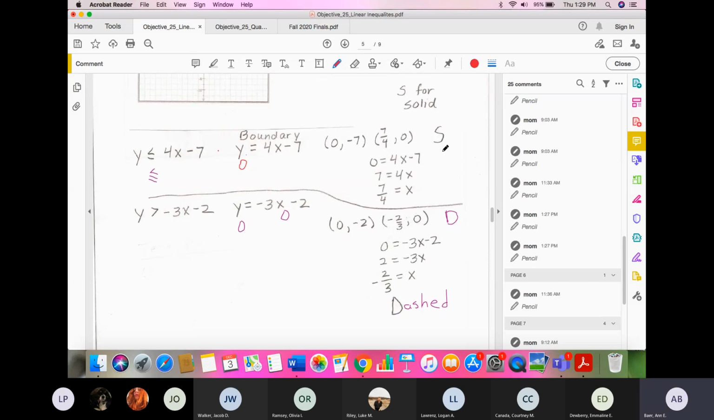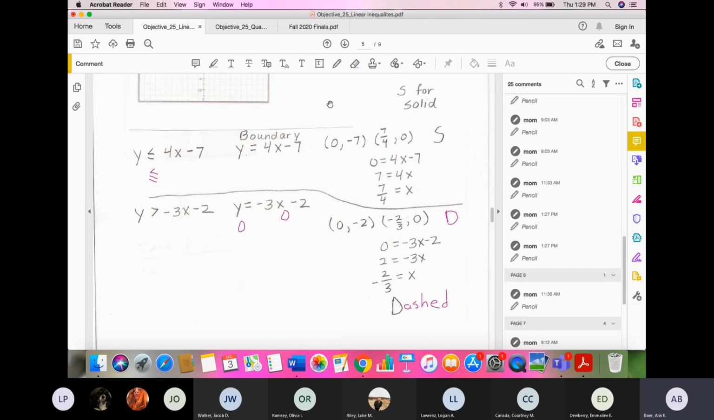So let's look at our next one there. I'm going to take this out because I want to put these notes in your ALEKS course for you. Let's look at the next one. Here's our inequality. Let's take the inequality symbol out and replace it by an equal sign to get y equals negative 3x minus 2.